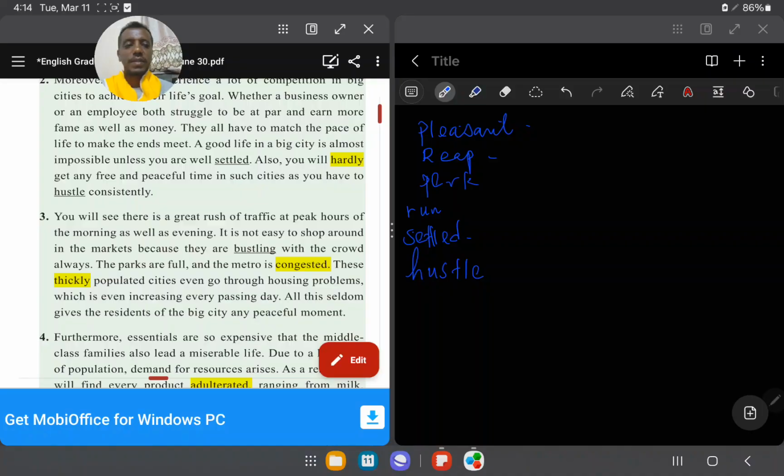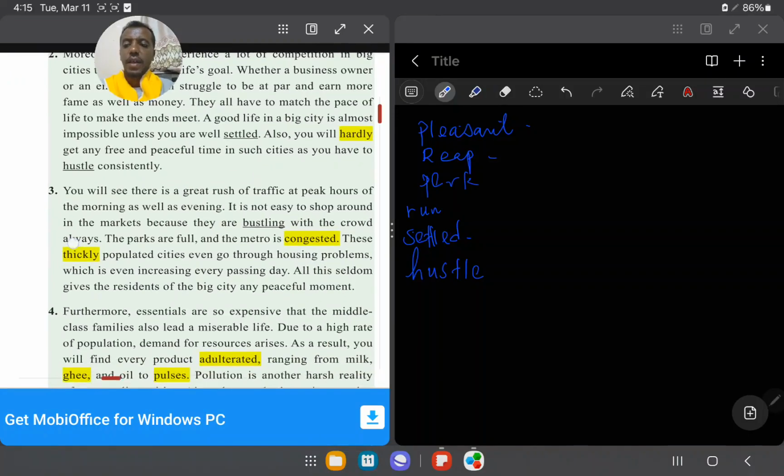Here I want to say something: hardly has a negative meaning. If you are told to work hard, it means you have to work hard, but hardly has a negative meaning. You hardly get any free and peaceful time means it is impossible to get free time. It is very harsh to get free time in a city.